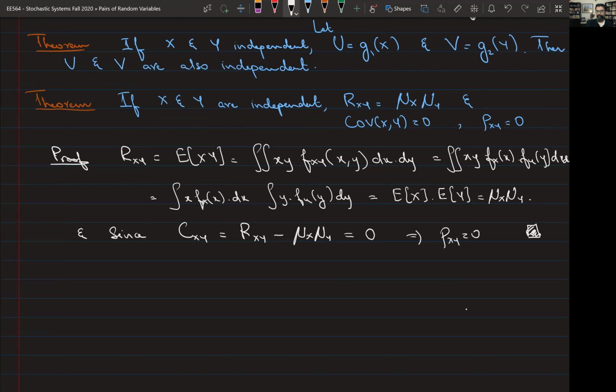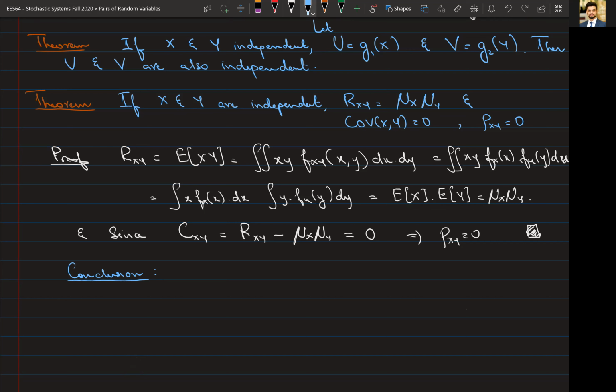So what's the conclusion? The conclusion here is an important conclusion. Yes, Mohsen. So x and y are orthogonal and uncorrelated. No, x and y are not orthogonal. Variables are orthogonal when their correlation is 0. I'm not saying the correlation is 0. I'm saying the correlation is equal to the product of the means.